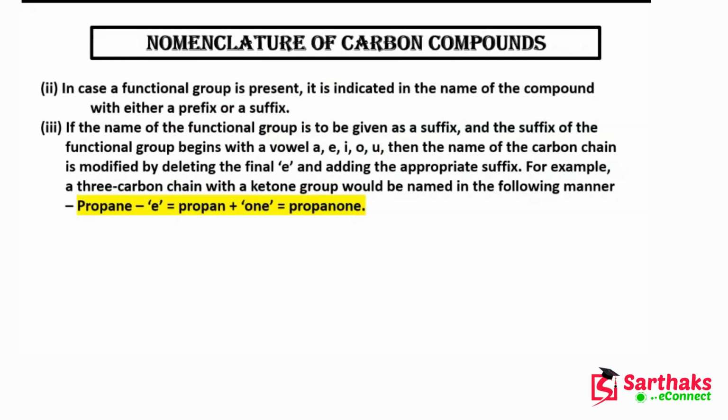Okay, students, so here we are. The next step is, in case a functional group is present, it is indicated in the name of the compound with either a prefix or a suffix. There are different types of functional groups. So if a functional group is present, we will use the name of the functional group either as a prefix or a suffix. If I give you an example, this will be more clear to you.